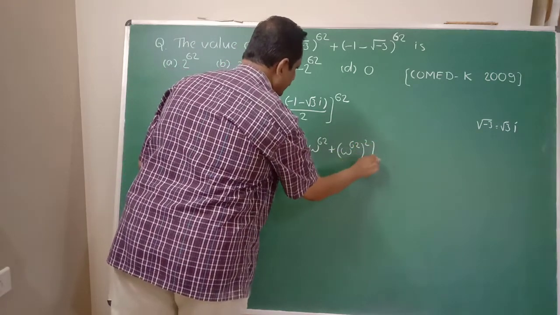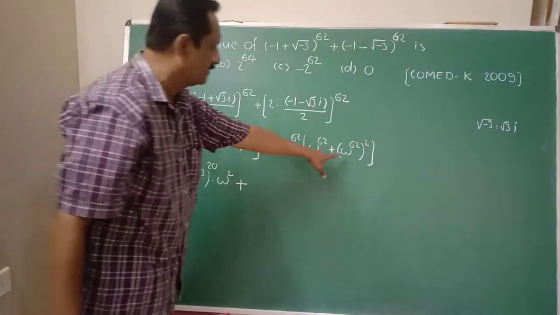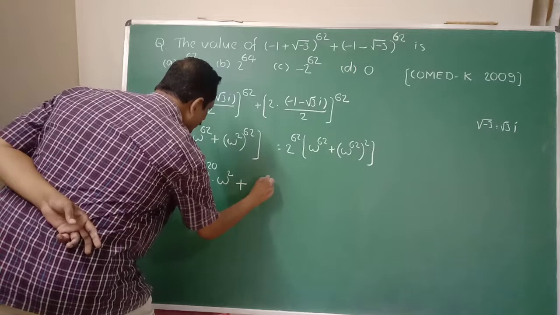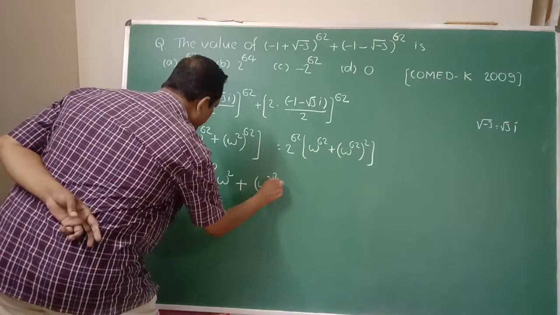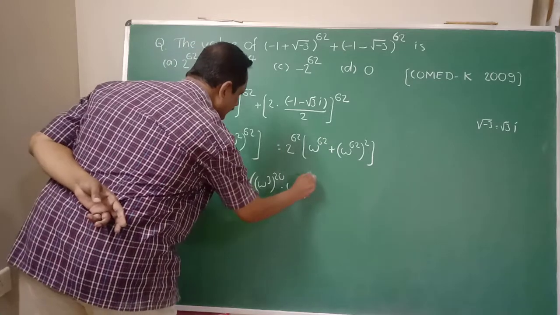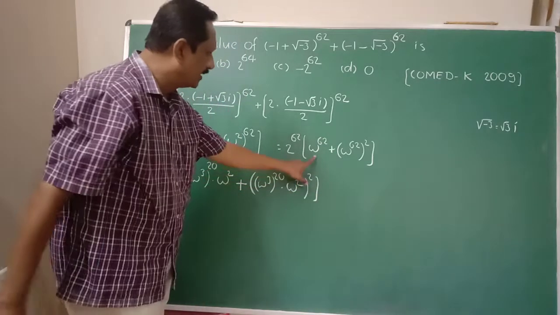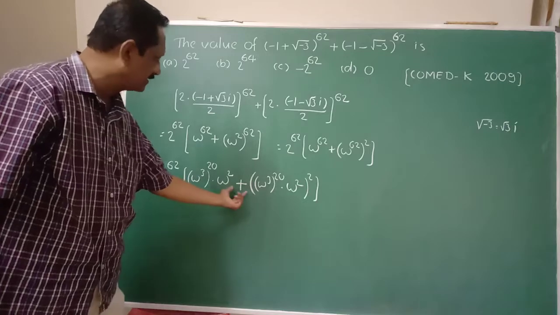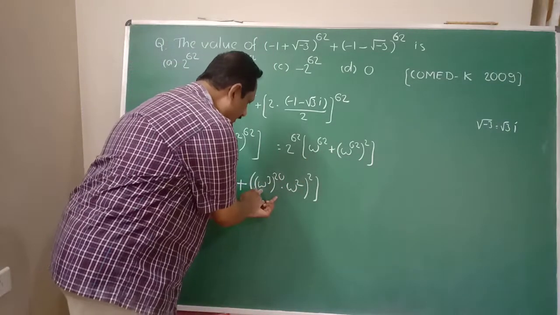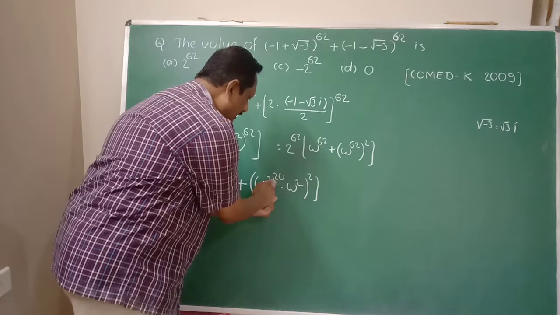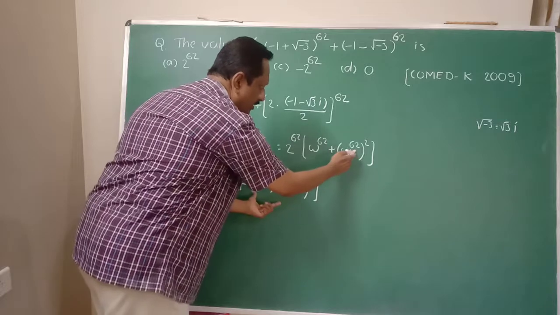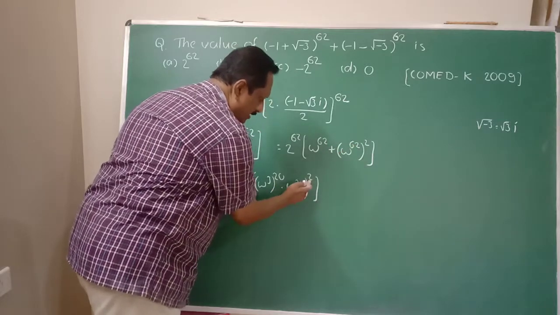it's a square here. You can write this one in this form. Again, omega raised to 62 is omega cube raised to 20 into omega square, and it's a square. Omega raised to 62 is this here, plus again omega raised to 62 is omega cube raised to 20 into omega square. 20 times 3 is 60, plus 2 becomes 62. The whole is raised to 2 as it is.